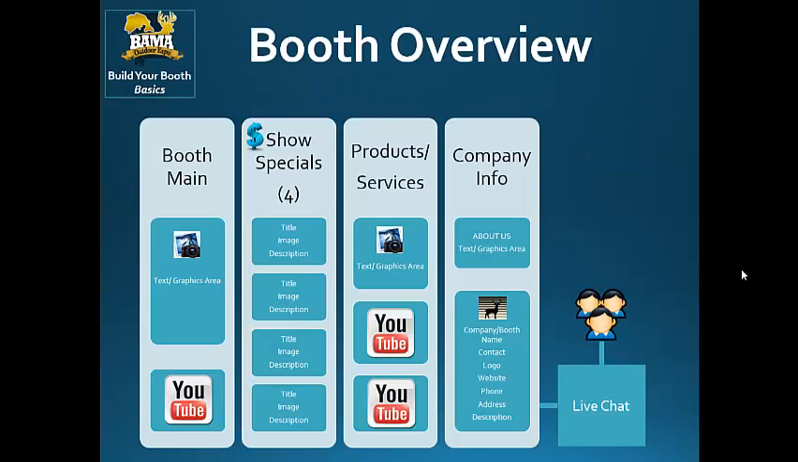Before we dive in, let's have a quick look at the overview of your booth. The booth is comprised of 4 pages or sub-tabs. Booth Main, which is the first page that a visitor sees when they visit your booth. It's kind of like your website's homepage. Show Specials. You can have 0 to 4 show specials. Products and Services. This is where you provide additional details about your company's product line or services.